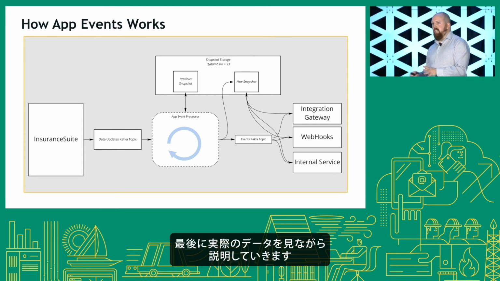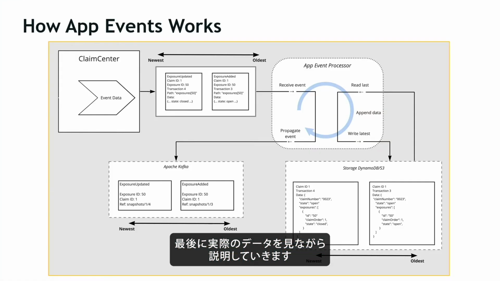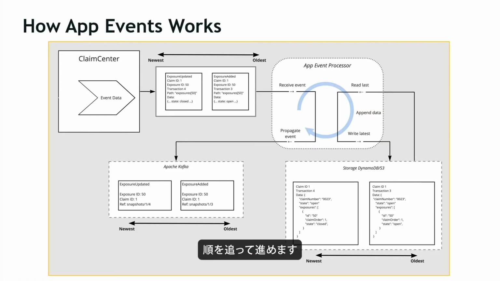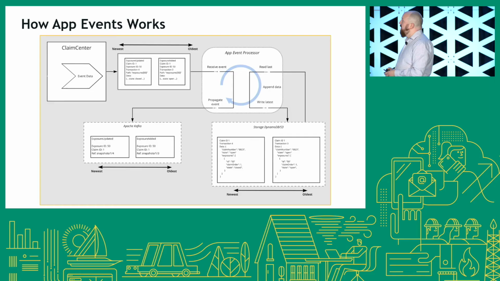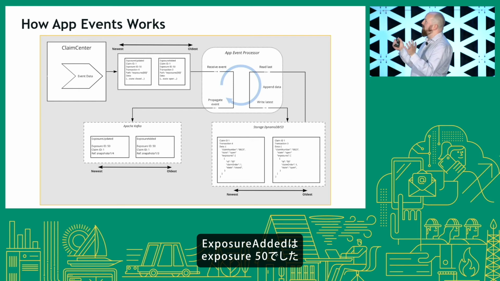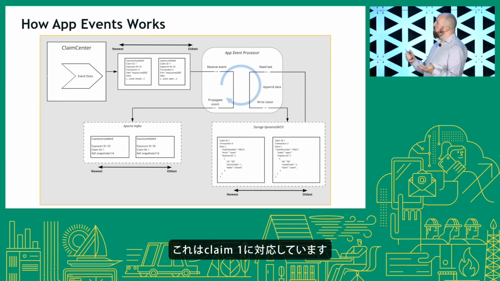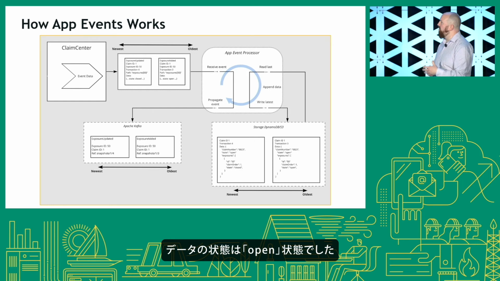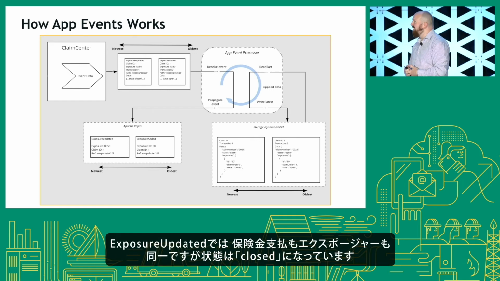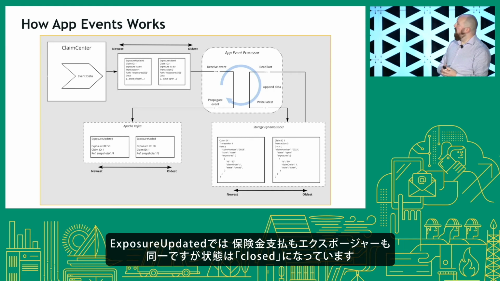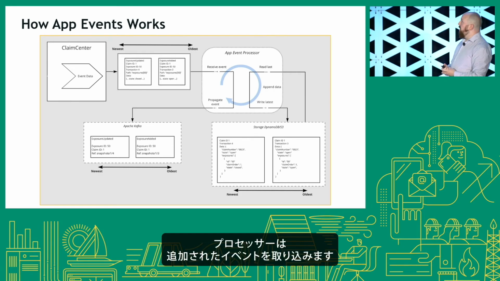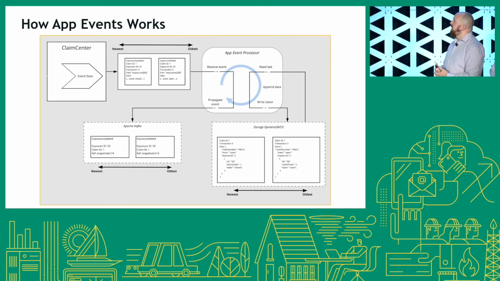So I want to walk through an example then here at the end, looking at the actual data, and I'll walk you through. So back to the first slide we had, Claim Center has produced two changes, an exposure added and an exposure updated event. We can see that the exposure added was the exposure 50. It was against claim 1, and in this case, the data was of state open, and in the exposure updated example, it's on the same claim, same exposure, but it is now closed. The processor takes the added event. It reads the last.